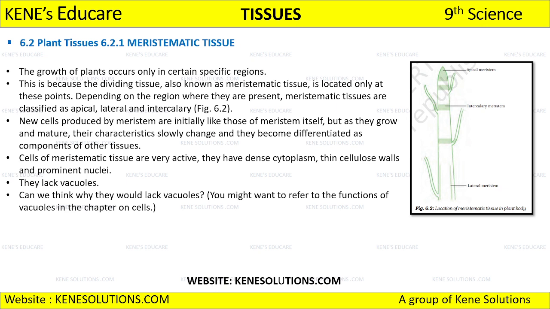Then we started with plant tissue, and here we have information on plant tissue. The first type of plant tissue that we have is meristematic tissue, and on the basis of location, meristematic tissues are located at three different regions, and on the basis of that they are named as apical meristem, intercalary meristem, and lastly lateral meristem. I just want you all to please go through the slide quickly.